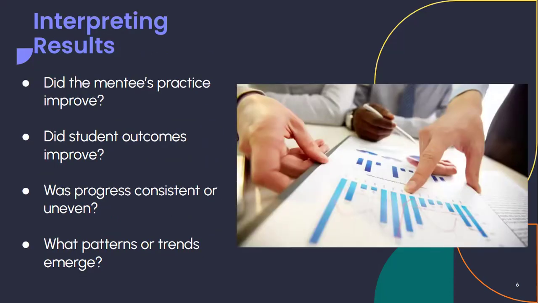Interpreting results means going beyond data collection. We want to ask, did the mentee improve their instructional or management practices? Did this improvement lead to measurable student outcomes? Look for trends, whether progress is consistent across time or only in certain contexts. So it's not just collecting the data, it's interpreting those results. What are the findings of what the data says?